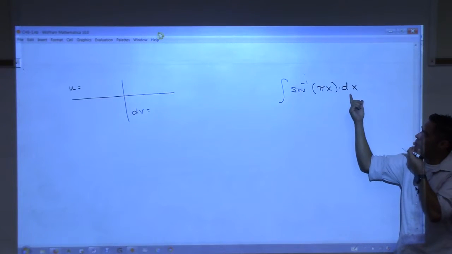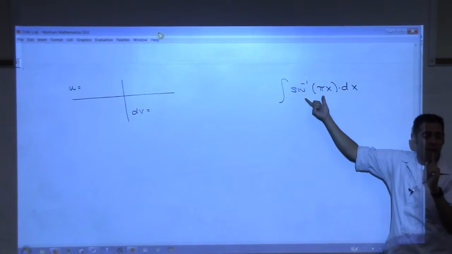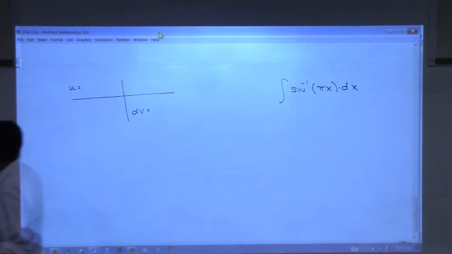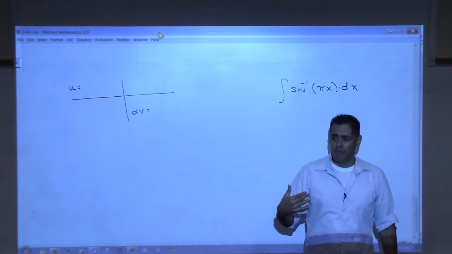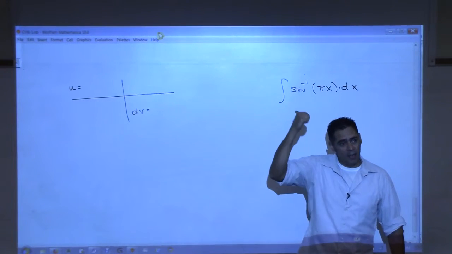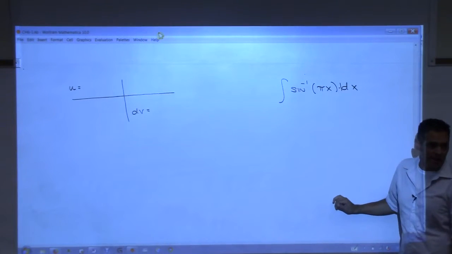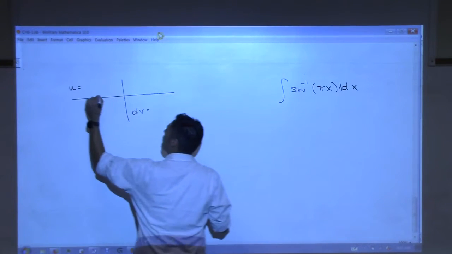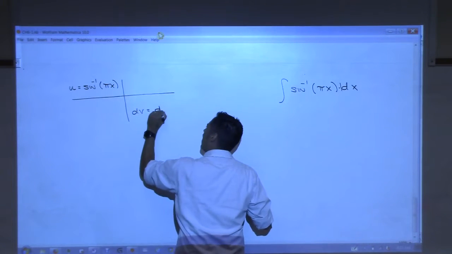So why don't we choose u to be this? If I choose this to be u, I better know what the derivative of it is. Go back to the formula: if I'm going to choose something to be u, then in the new integral I'm going to need its derivative. So you better be able to take the derivative of whatever you have, right? And then the other part, dx, that's going to be my dv, which means in the new integral it's going to get integrated. And what's the antiderivative of 1 dx? x. So arcsine of pi x goes here, and dx goes there.